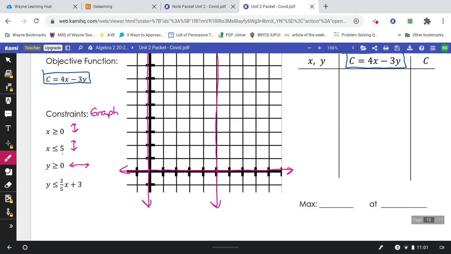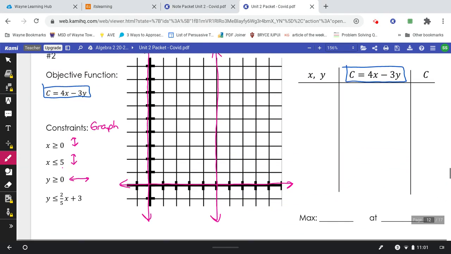Y is equal to 2/5 x plus 3. So I'm going to start in my center here, go up 3, put a dot, and then 2/5 means I'll go up 2 and over 5. It'll land me right there. So from this first point, up 2 over 5. We'll do that one more time, up 2 over 5. And I create this line right there.